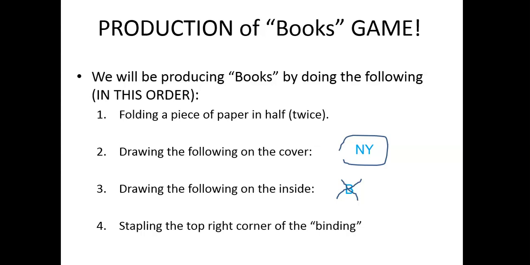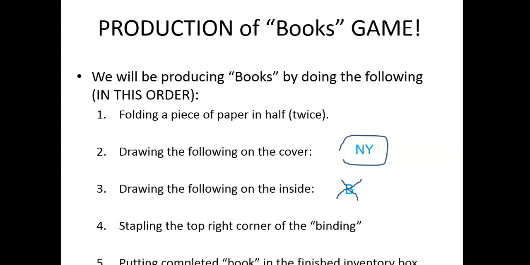And after that, we're going to staple the top corner. So to imagine this better, I encourage everybody to get out a pen, a stapler, a piece of paper, fold the paper in half twice, do the writing as described here, and staple it. That is the production of one book.